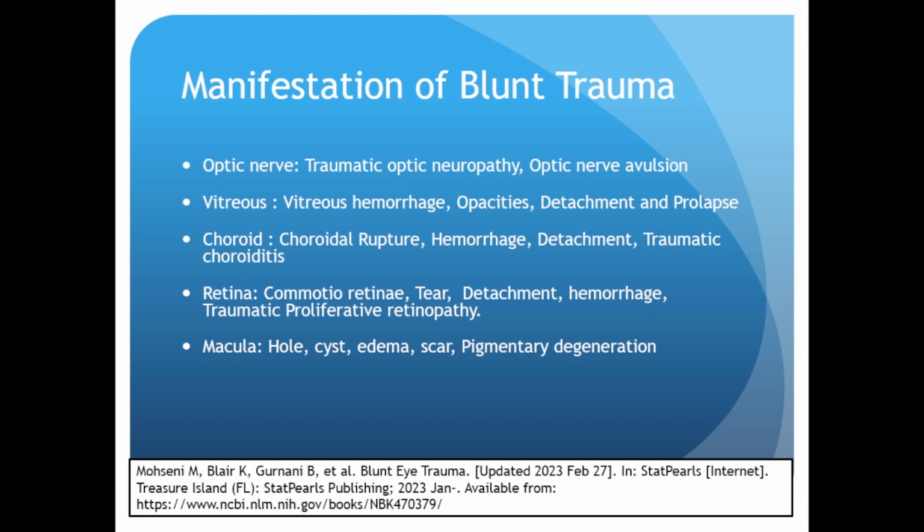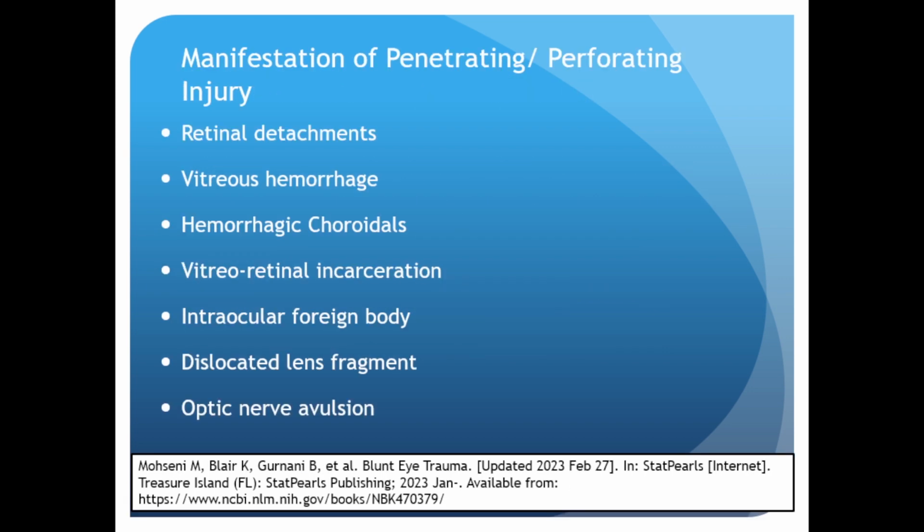Blunt trauma manifestations are many. If it involves the optic nerve, it can be traumatic optic neuropathy or optic nerve avulsion. In the vitreous, it can be hemorrhage, opacity, detachment, or prolapse. In the choroid, it can be choroidal rupture or hemorrhage. If it involves the retina, it can be commotio retinae, tears, detachments, macular hole, or pigmentary degeneration of the macula. But today we are only discussing the retinal detachment part. These are the manifestations of penetrating or perforating injuries: they can present as retinal detachment, vitreous hemorrhage, intraocular foreign body, dislocated lens fragments, or optic nerve avulsion.